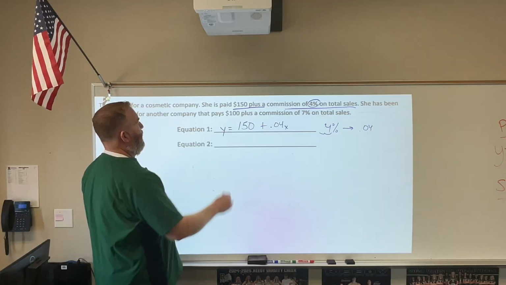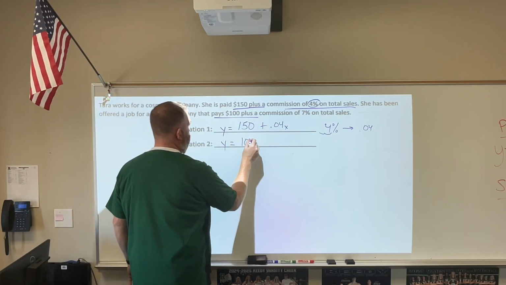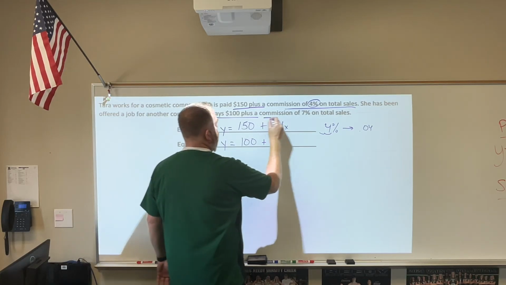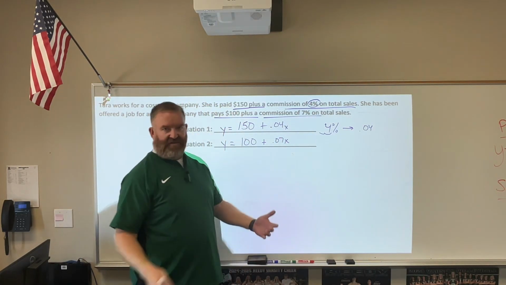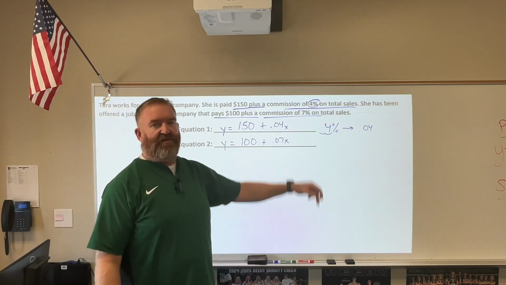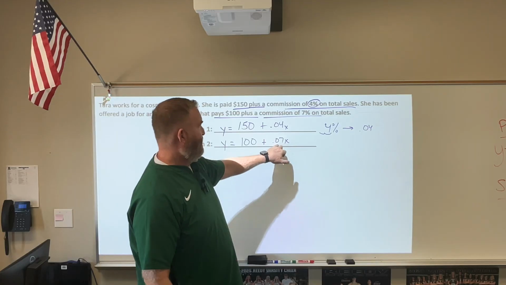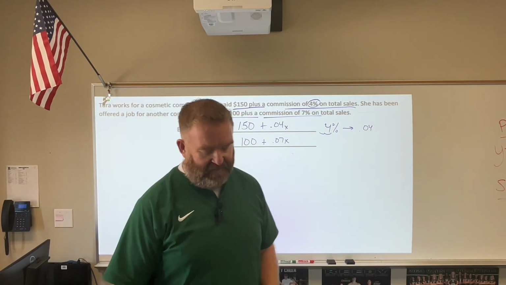The next one, she is paid $100 plus, so here we go, Y equals 100 plus a commission of 7%, so 0.07x. There's my two equations. 100 plus a commission of 7% on all her sales. So whatever she sells, she gets 7% plus another $100. Hopefully you got that.